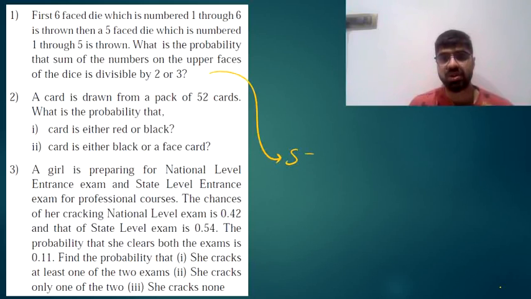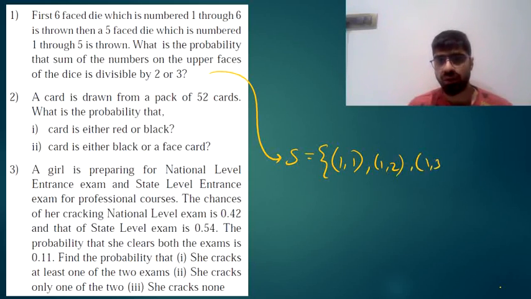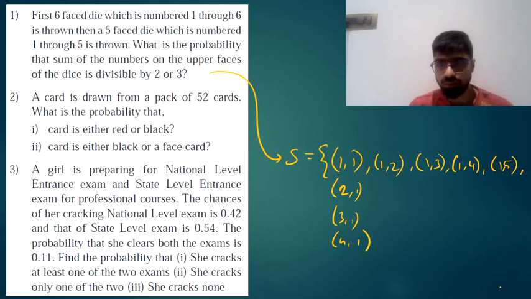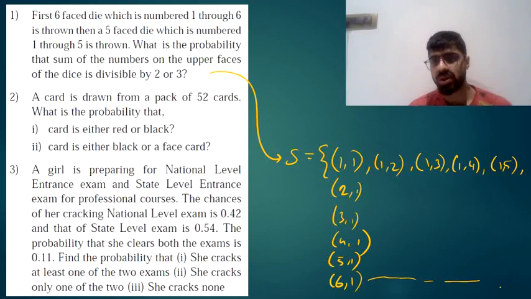The sample space will look something like this. On the first die you can have numbers going from 1 to 6, but on the second die only from 1 to 5. So the possibilities are 1,1; 1,2; 1,3; 1,4; 1,5. You don't have a 1,6 because like I said the second die has numbers only up to 5. So with the first die you can go up to 2,1; 3,1; 4,1; 5,1 and 6,1. And here you can go up to 6,5.